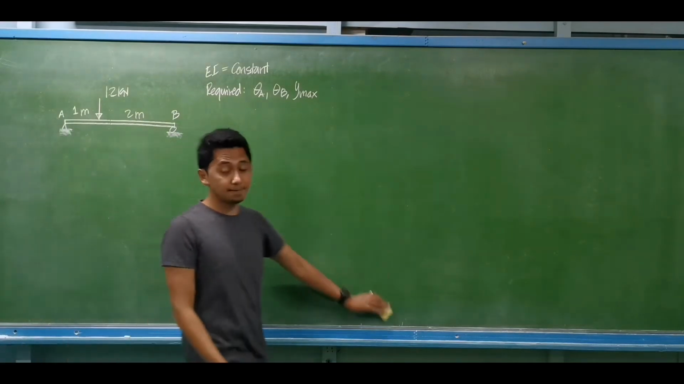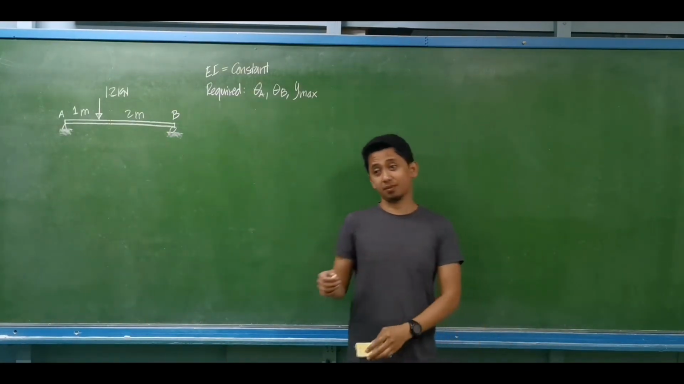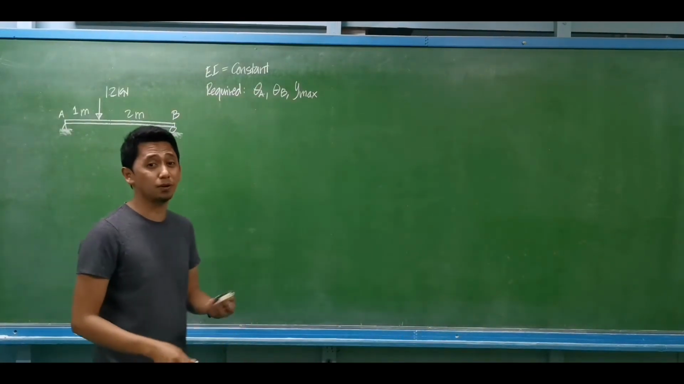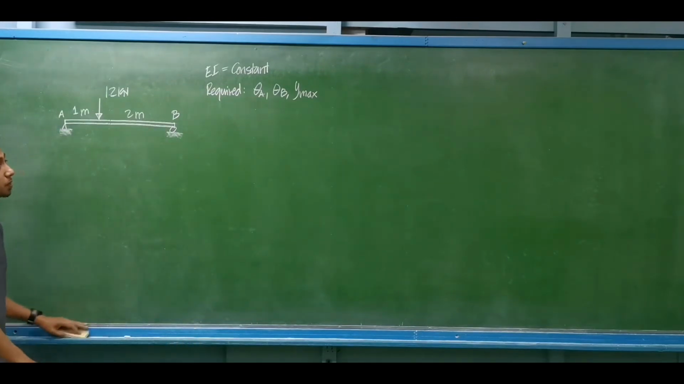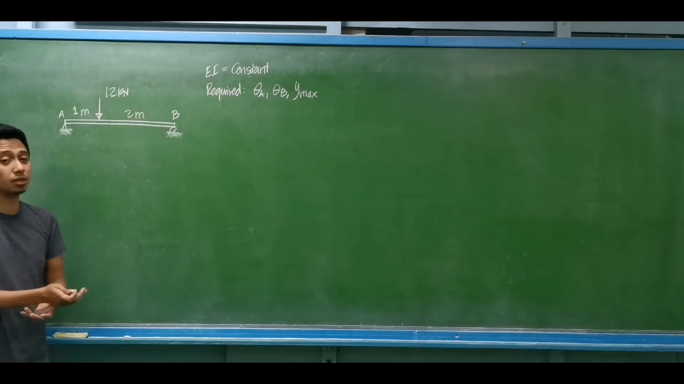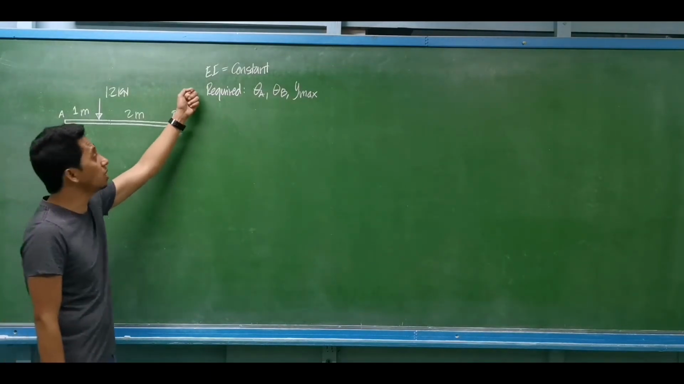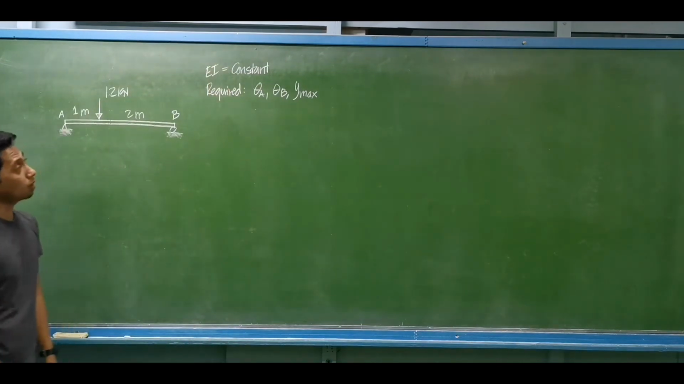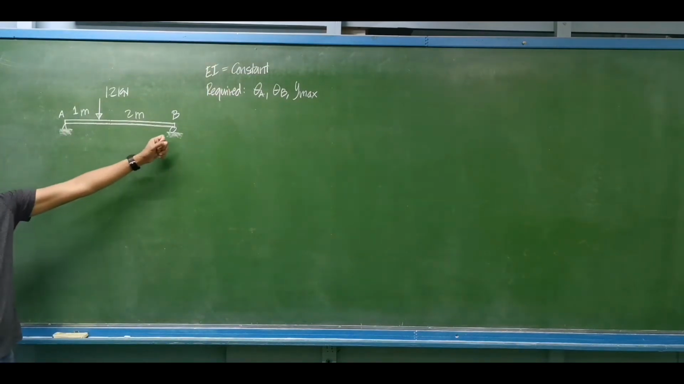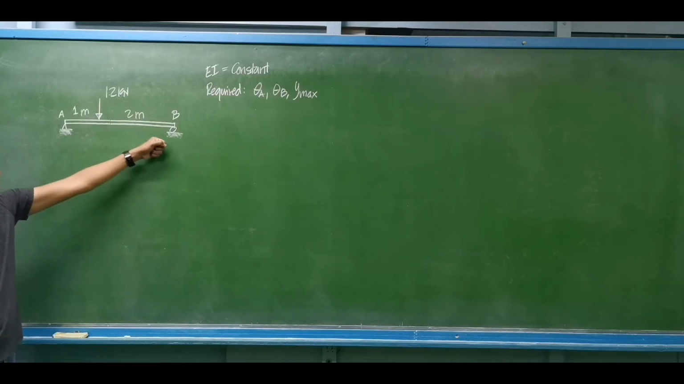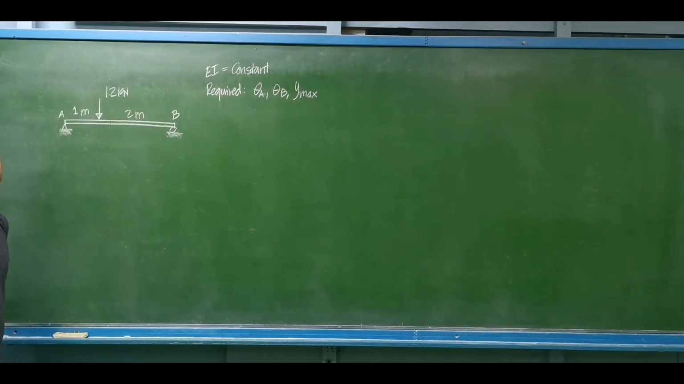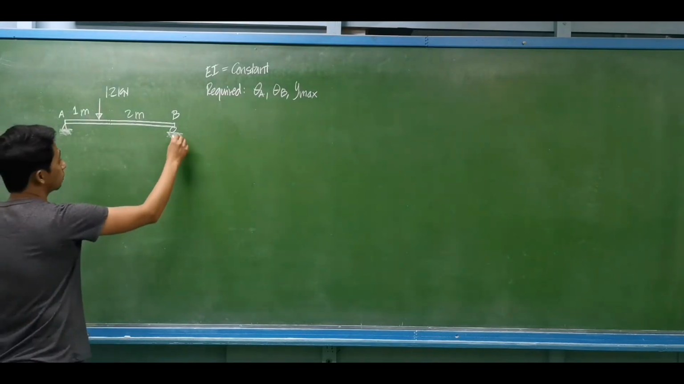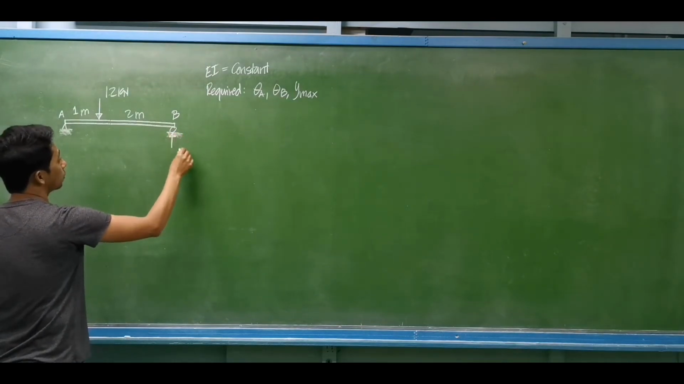So let's have an example under the area moment method for beam deflection. For example, we have this beam, and let's say EI is constant, or the product of the modulus of elasticity and the moment of inertia of the section is constant. We are required to find the rotation at A, the rotation at B, or slope at A, slope at B, and the maximum deflection of the beam. So first thing to do is, of course, I need to determine the support reactions.